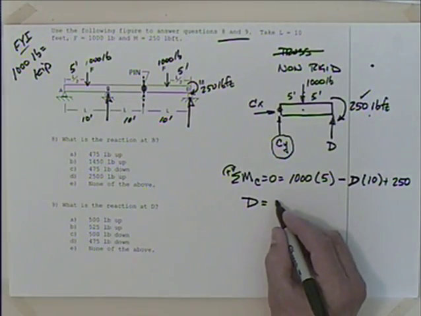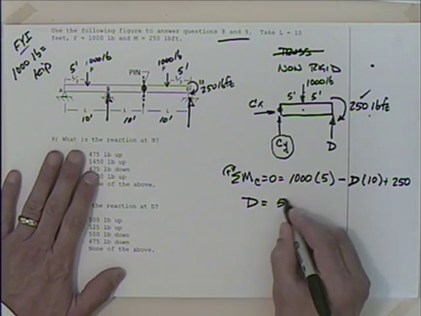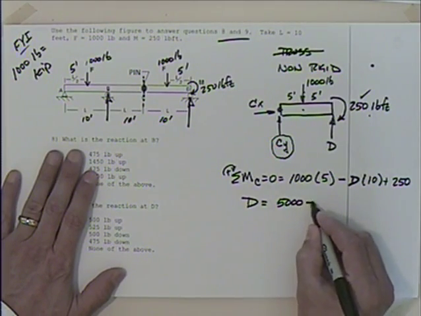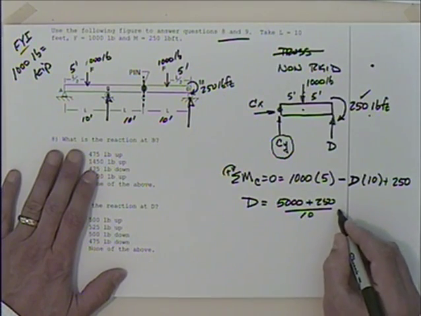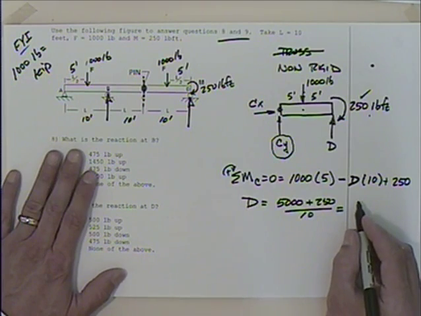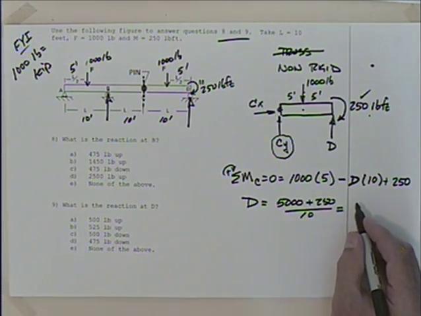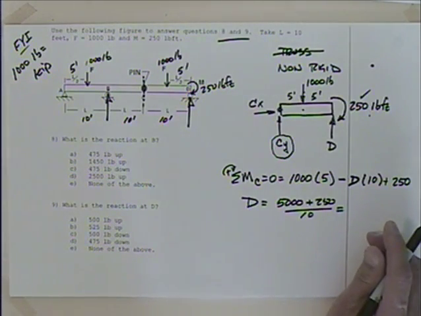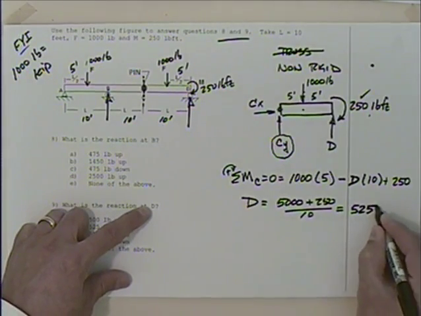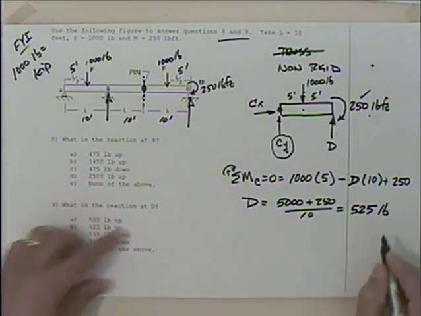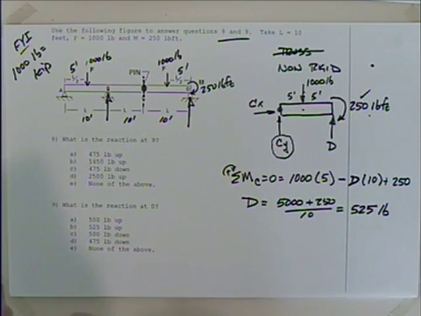So we could say that D is equal to 5,000 plus 250 divided by 10, right? So what's that turn out to be? 5250, 525, is that right? I think so. Double check that.